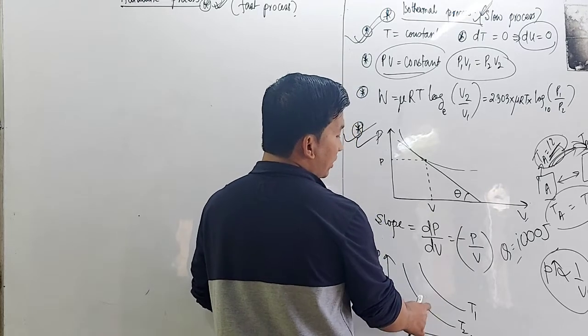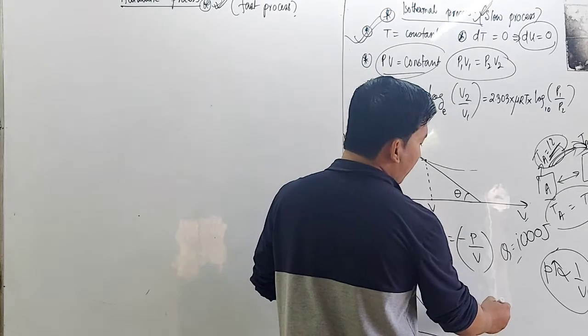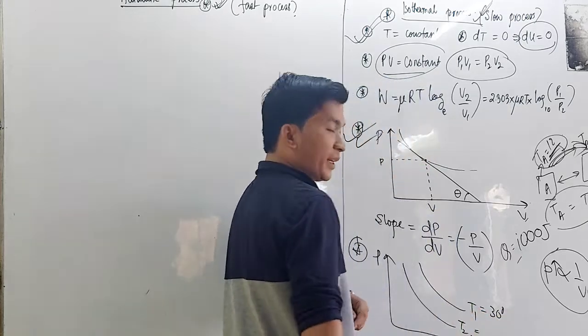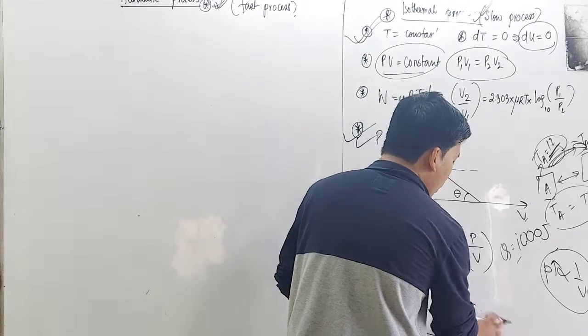The temperature T1 and T2. This is the isothermal process that is carried out at 30 degrees Celsius. What temperature will this be? It can be asked like this. Okay, so let us find out the logic behind this.